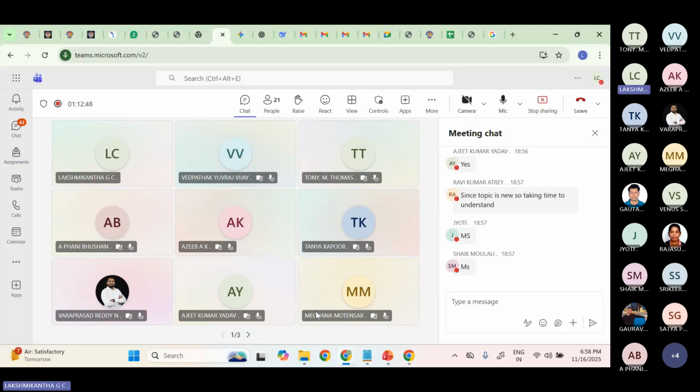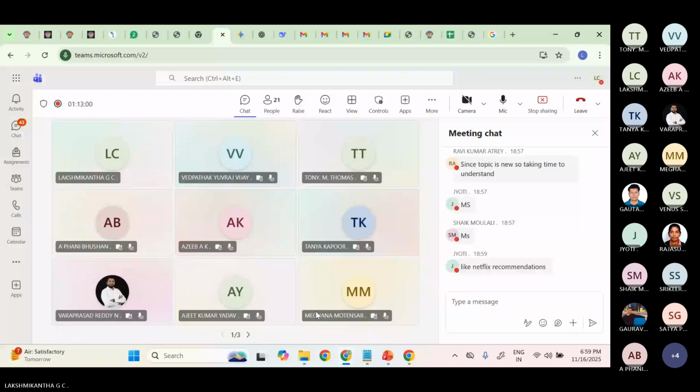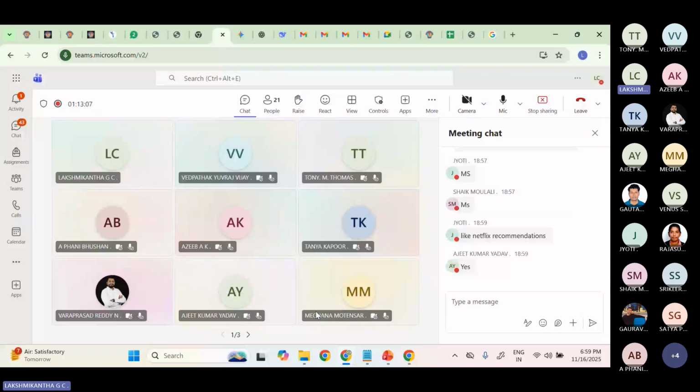Guys, quick show of hands. Who has seen a suggestion on Netflix that was surprisingly accurate? Type yes or no, guys, on the chat box. Who has seen a suggestion on Netflix that was surprisingly accurate? I'm getting so many yes. Good, guys. So that's collaborative filtering under the hood working well.